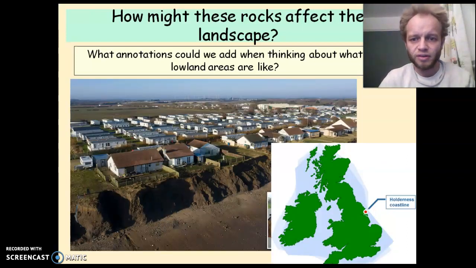And this is what you might see in the Holderness coastline. So very different type of landscape. Think about, again, what's that landscape like? How could you describe that to people who can't see the picture, for example? What could you say? Okay, so pause your video, finish your table, and then we'll look at some model answers.